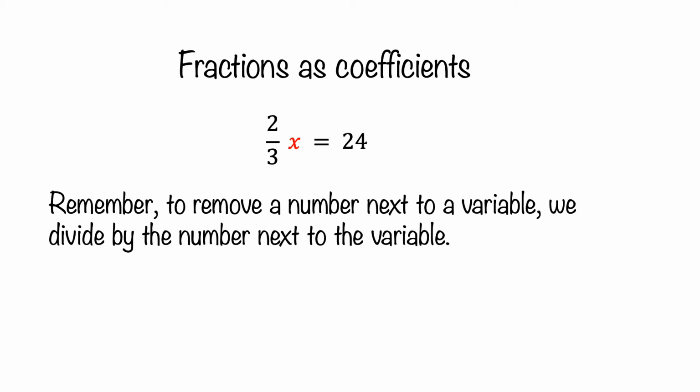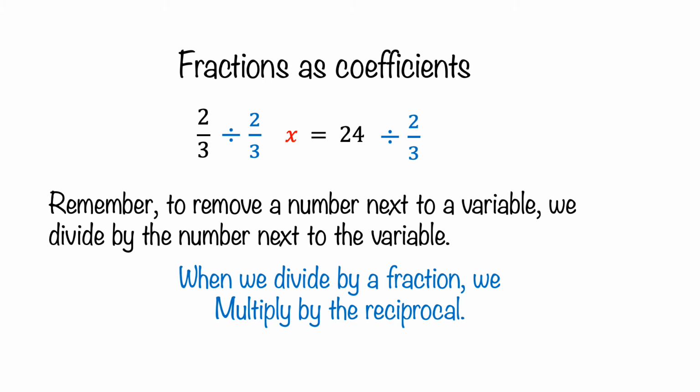We can also have fractions as coefficients. In this equation, 2/3 x equals 24, we need to remove the fraction next to the variable. When we remove a number next to a variable, we divide by the number next to the variable. If we divide by 2/3, we're dividing by a fraction. Recall that when we divide by a fraction, that's the same thing as multiplying by the reciprocal. So we multiply by the reciprocal in this example.